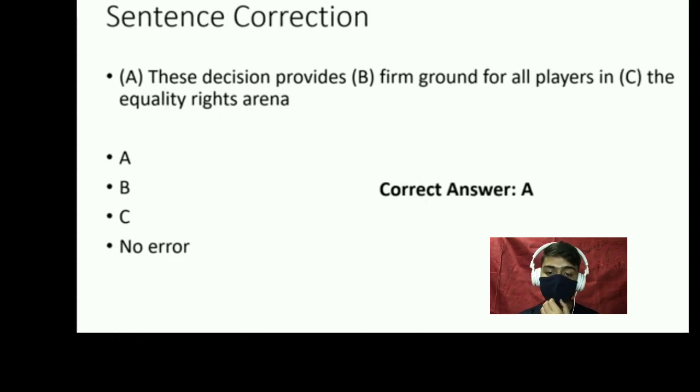Then a sentence correction: this decision provides firm ground for all players in the equality rights arena. The options given are A, B, C or no error. As you can see, it is in the plural form, so there cannot be decision, it should be decisions. That's why the correct answer for the question is A. There is an error because this is plural but decision is not plural, so it should be decisions.